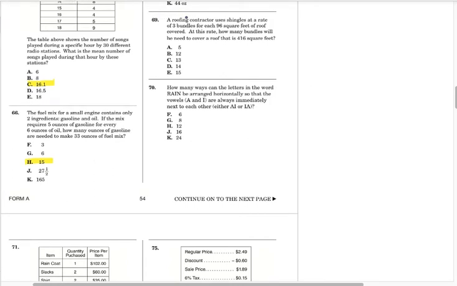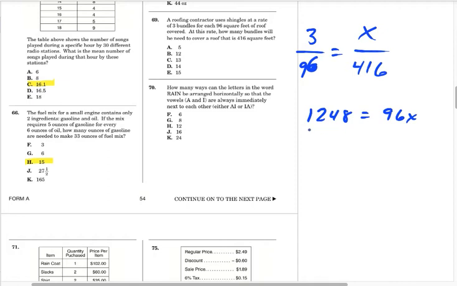Number 69. So we've got 3 bundles for each 96 square feet. So 3 will yield us 96. And we need to know 416. So 3 times 416 is 1248. 1248 equals 96x. Go ahead and divide by 96. Divide by 96. I believe it's 13. Yeah, 13. So our answer is C.